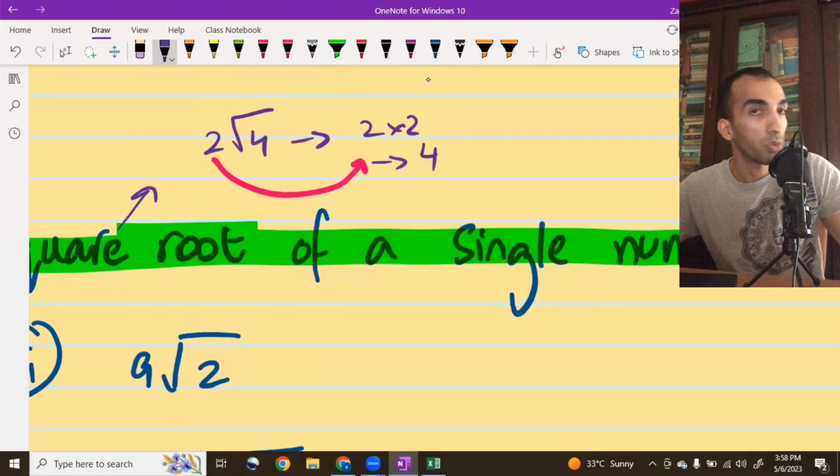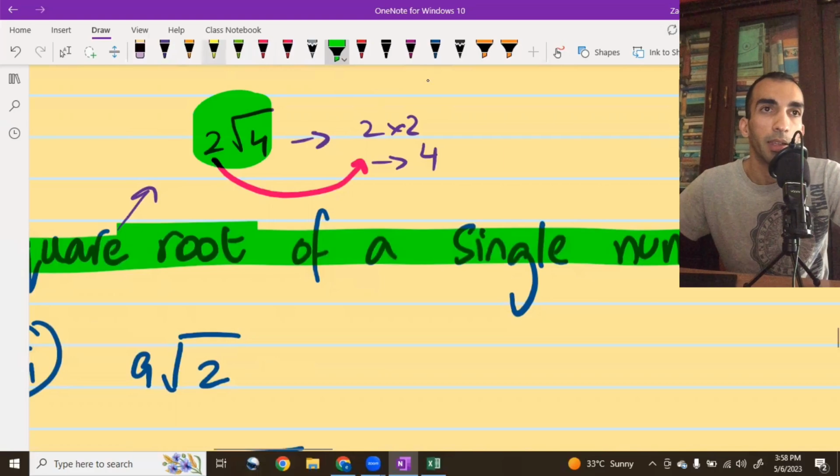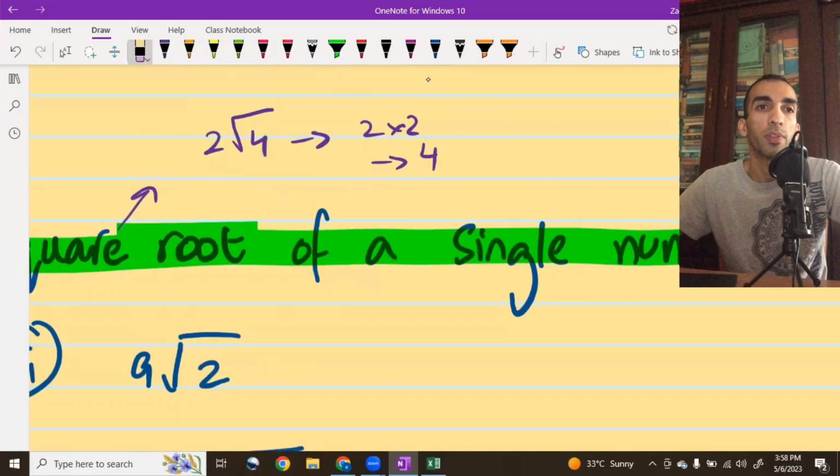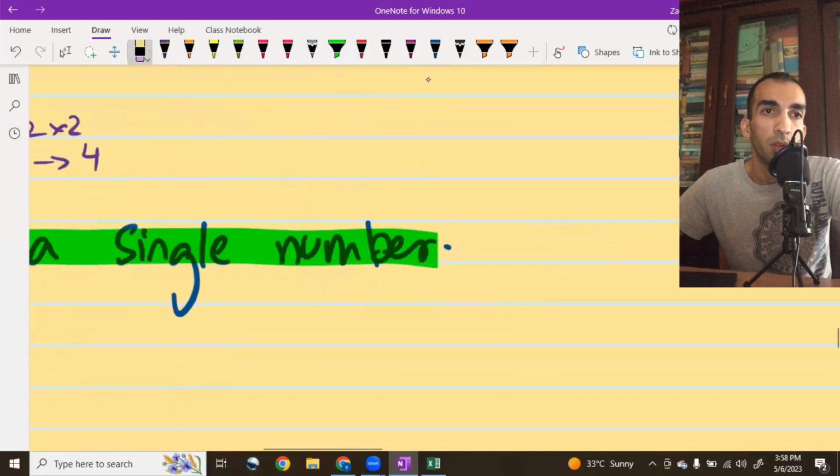Now I would want you to plug this into your calculator, 2 square root of 4, and see what you end up with. Just 4. Exactly. The same that we came up with, but without the use of a calculator. This is what the question is asking you to do: find the square root of a single number.